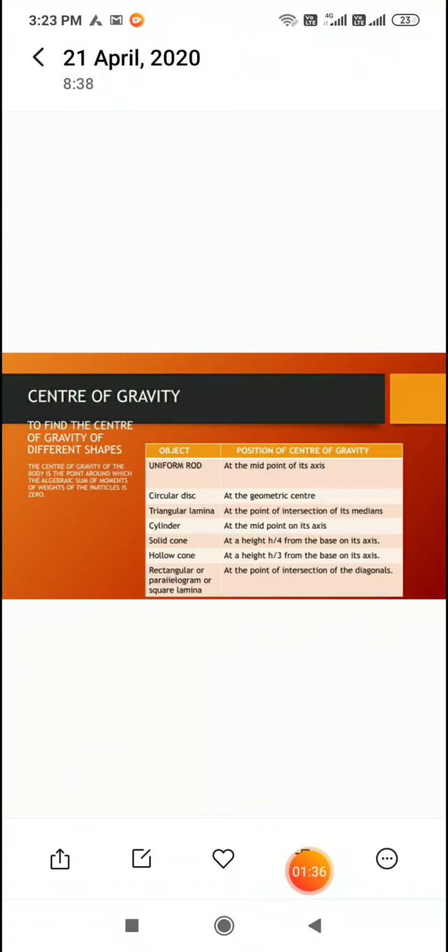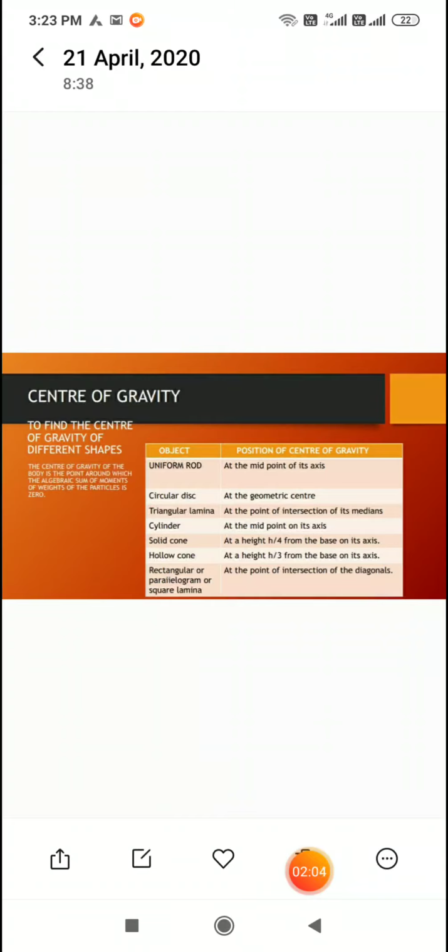Firstly, I am discussing the uniform rod. As we have taken the uniform rod, obviously the midpoint of its axis is going to be the center of gravity of that particular rod. Usually the midpoints are considered as the center of gravity, but in some cases it's not like that. Usually we have the midpoints as the center of gravity if the mass is distributed uniformly.